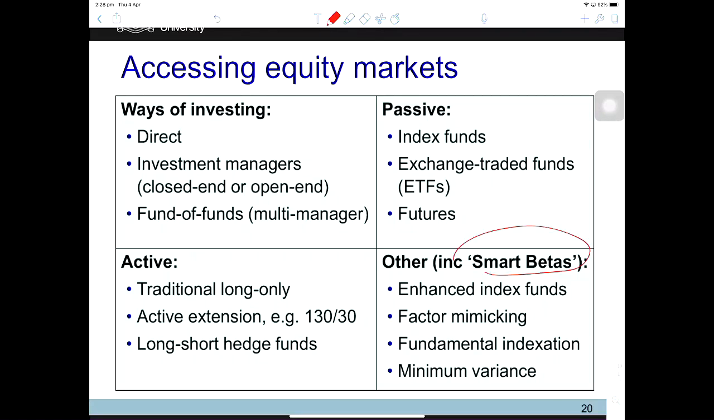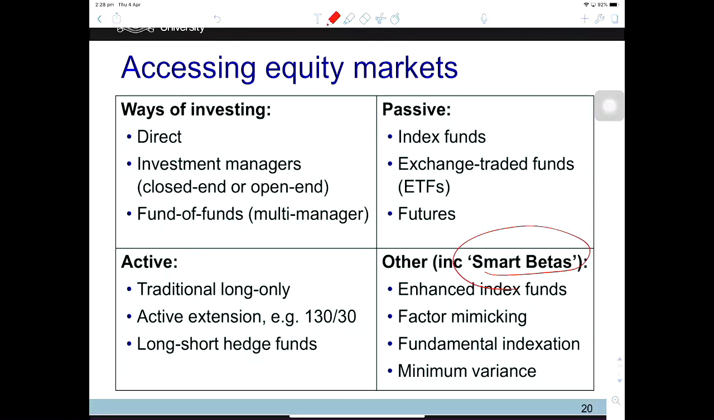And smart beta is a sort of enhanced indexing. So instead of capitalization weighting, they try to introduce other factors of weighting, for instance, dividend yield or franchise value.